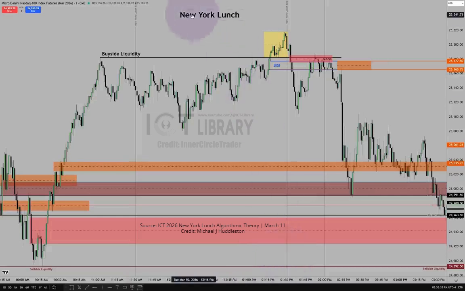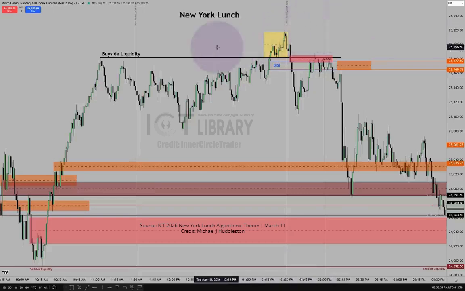New York lunch is a 2-hour window of time. We had relatively equal highs here in the afternoon going into 1:30 when New York lunch ends, and then the opening range for the PM session begins until 2 o'clock Eastern time. That's what this is here.